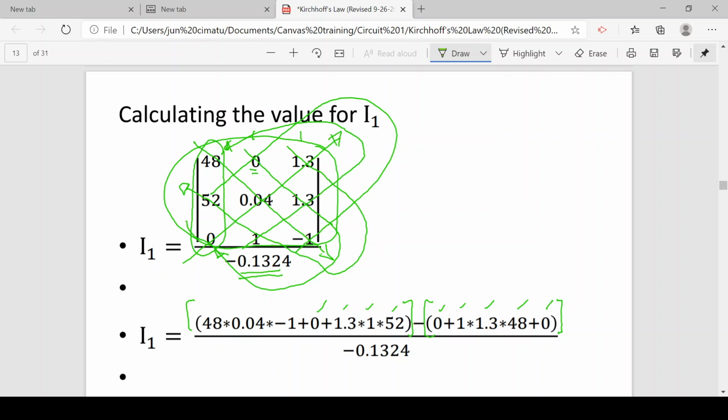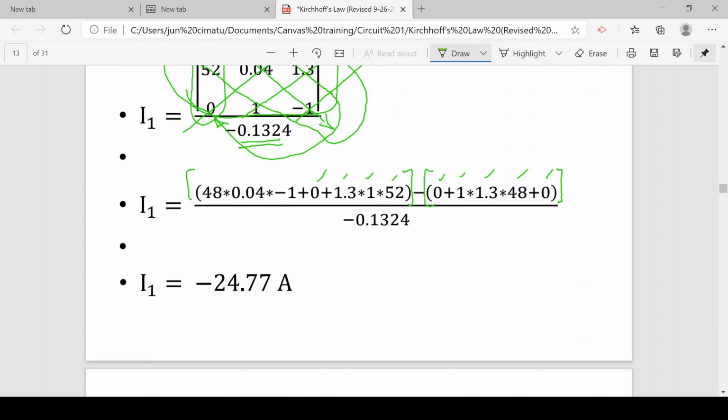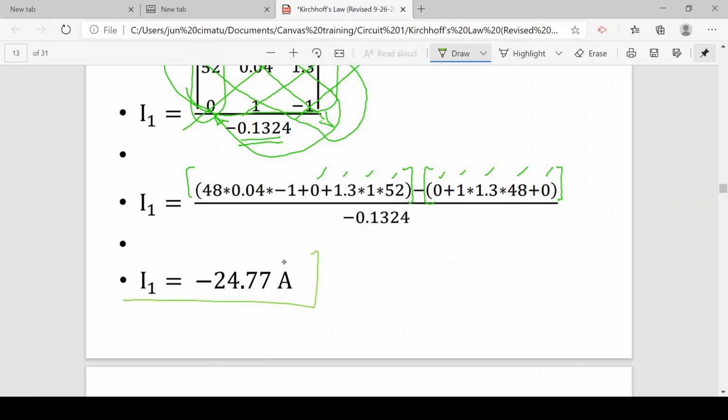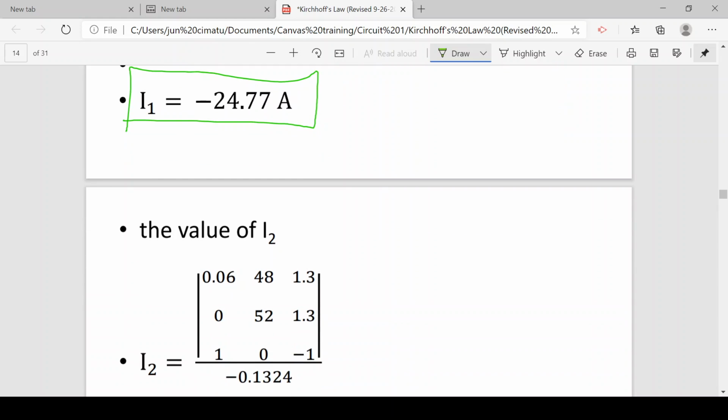Then all the going downward is to be subtracted with all the going upward, and to be divided with the denominator D. The determinant of the coefficient matrix would result in the value of I sub 1, which is negative 24.77. In the same manner, you can also calculate for I sub 2.